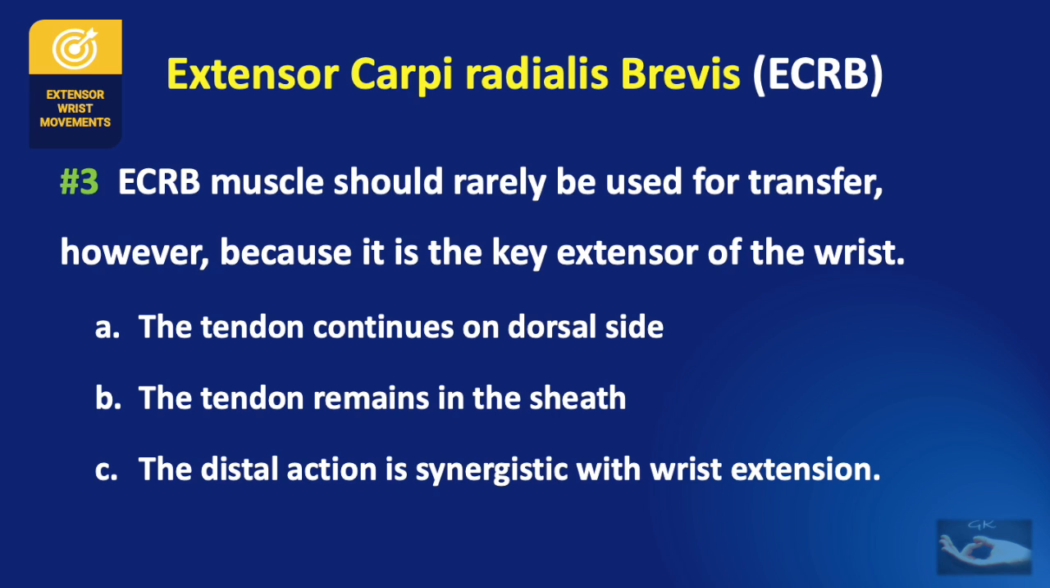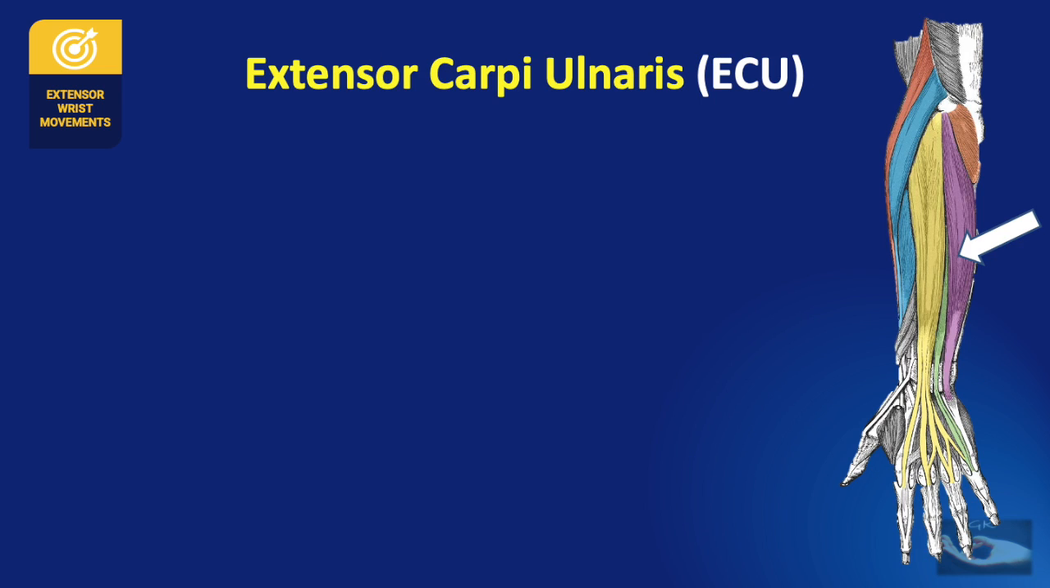Under these criteria, the extensor carpi radialis brevis can be used for transfer. Now we shall see the extensor carpi ulnaris, the ECU, which is inserted on the base of the fifth metacarpal.